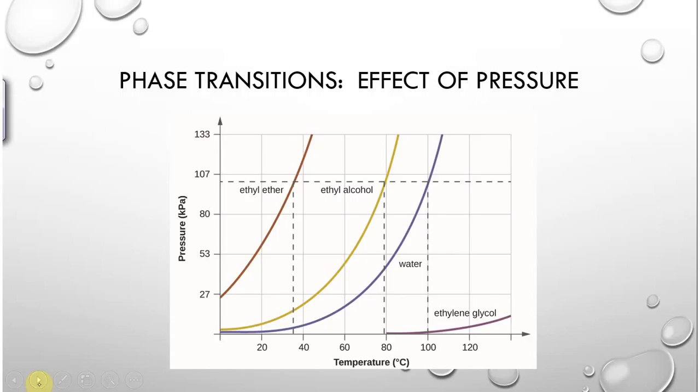So here, as pressure increases, the temperature of boiling will increase, and so, or even melting. So here this is melting temperature. So at 1 atm or 1 point something kilopascals, you end up getting water melting at 0 degrees. The more pressure you add, the higher that melting point goes.